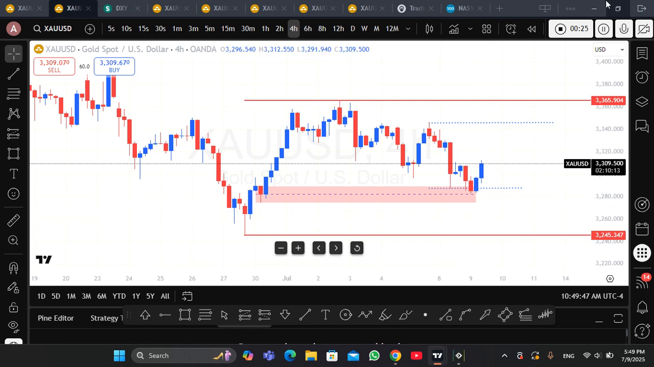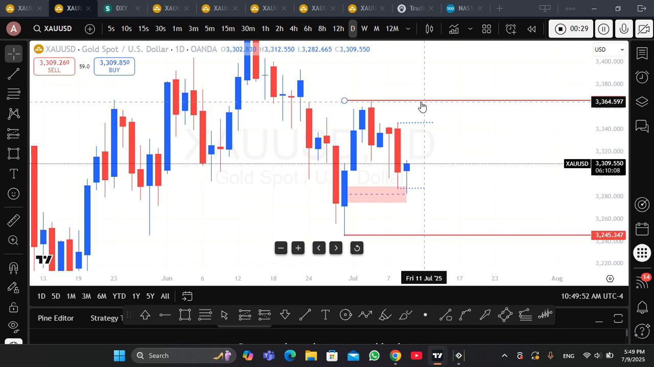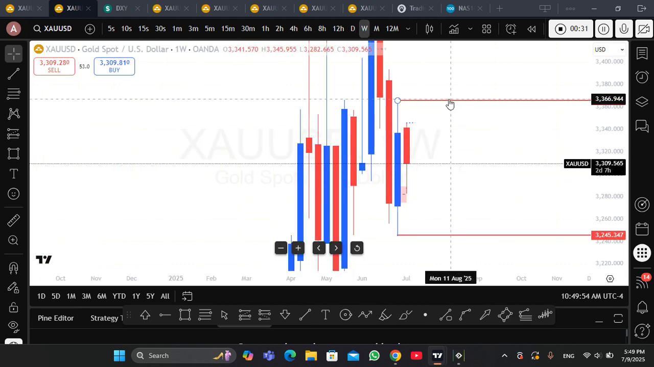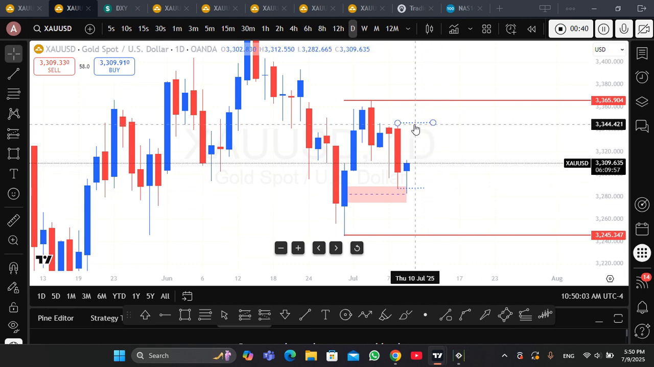Today, when I change it to daily, you can see this is the high of the week. On weekly, this is the high of the week, and this is the low of the week. This is the high of the day, and this is the low of the day. I will change it to the daily time frame. This is the high of the previous day, and this is the low of the previous day.